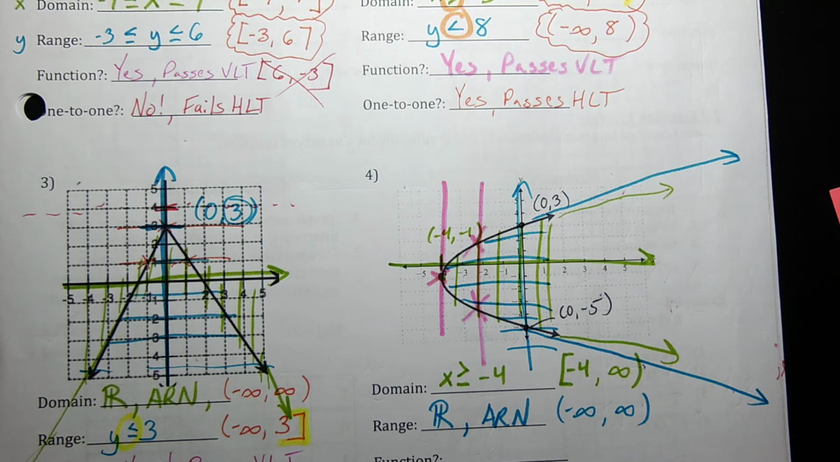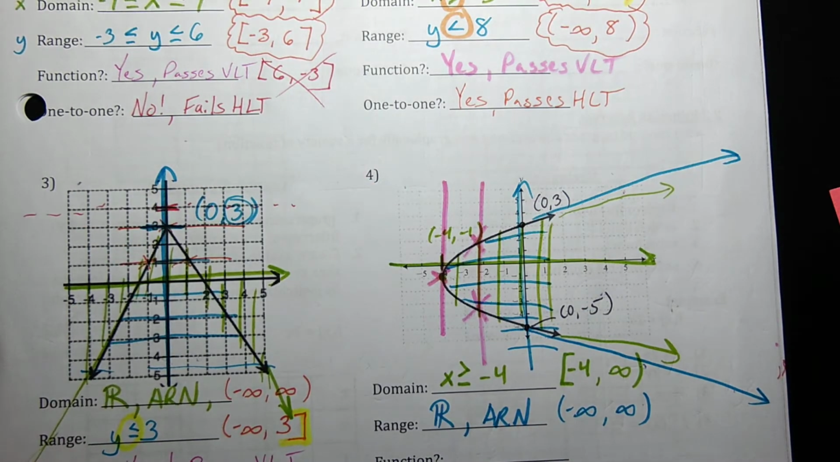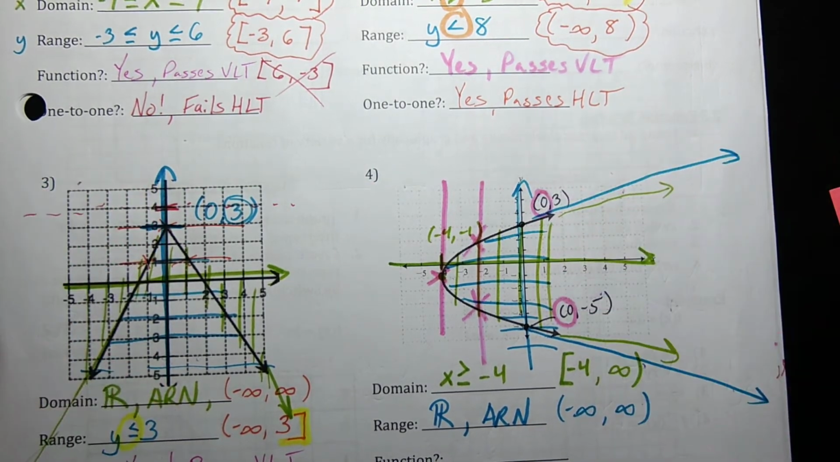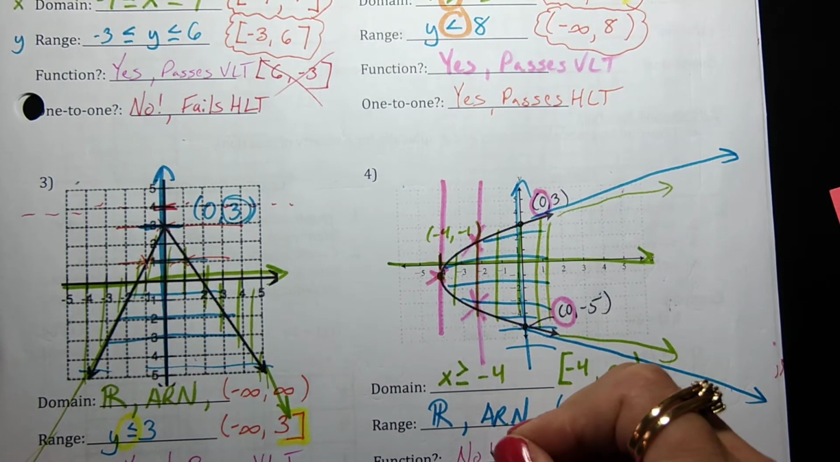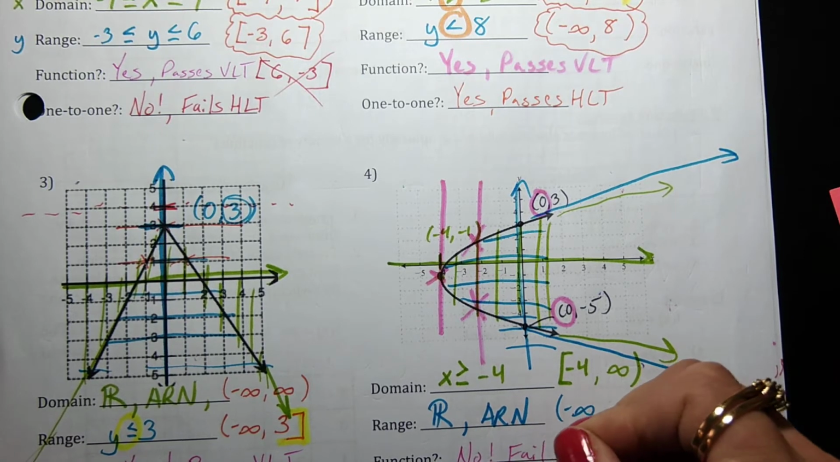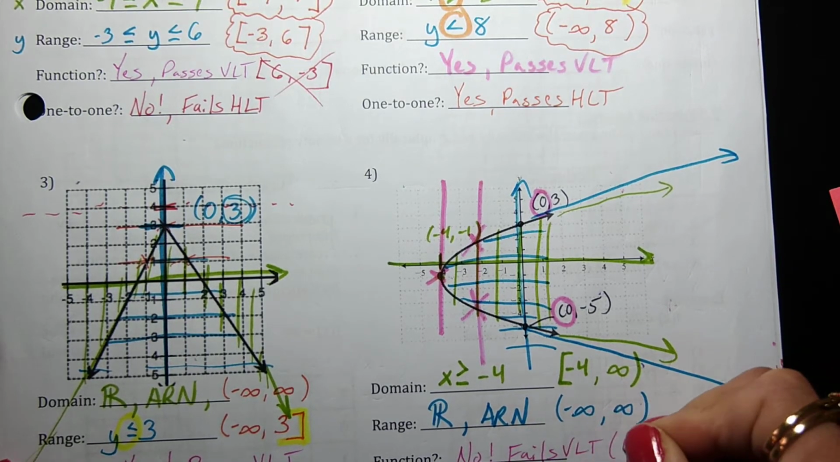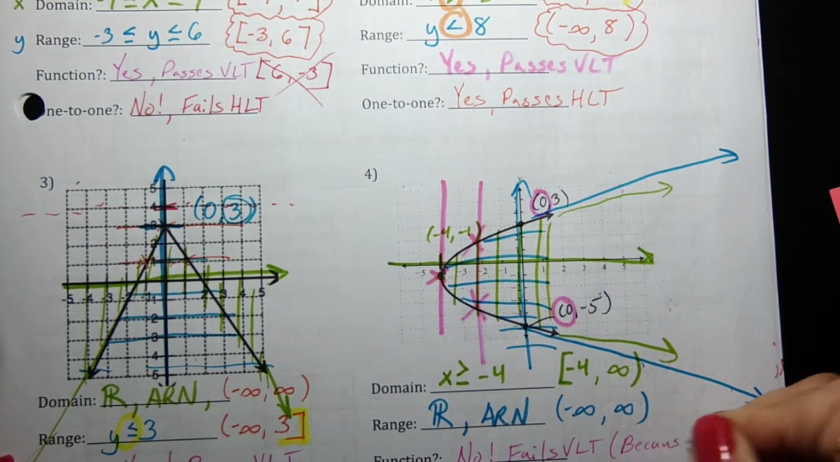So your vertical line test is essentially finding if there are any domain doubles. So, nope. Fails VLT. You can also write because there are domain doubles.